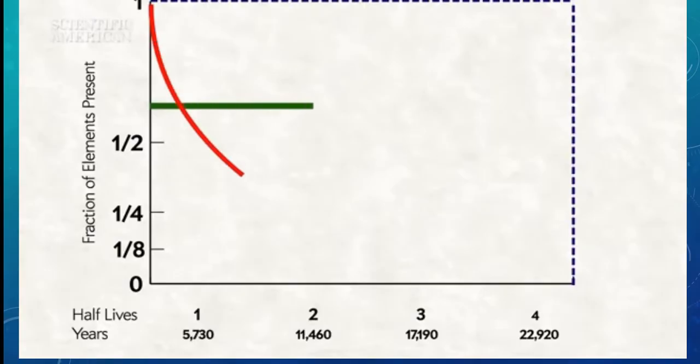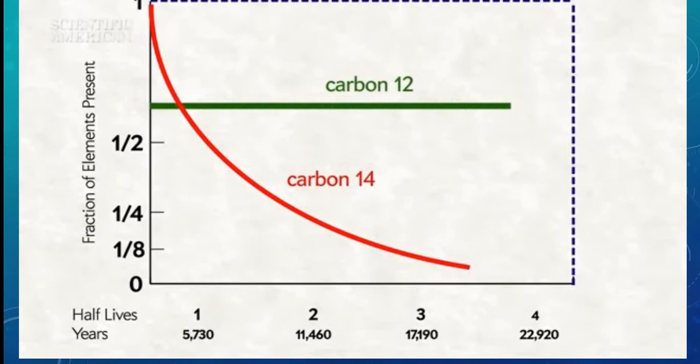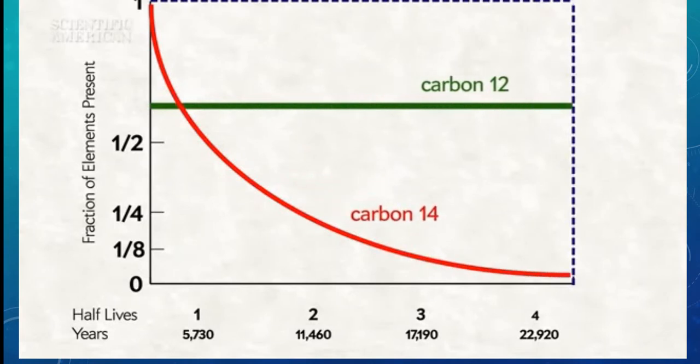By contrast, the amount of carbon-12 it has in its body will stay the same. By measuring the ratio of carbon-14 to carbon-12, we can measure how many thousands of years have passed since the animal died. Carbon dating works for fossils up to about 60,000 years old. For older fossils, scientists use unstable elements that have much longer half-lives. For Scientific American's Instant Egghead, I'm Michael Moyer.